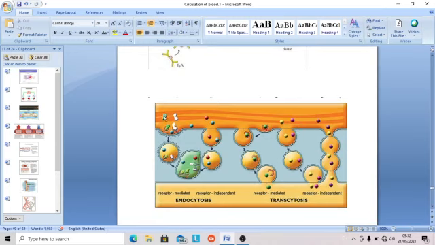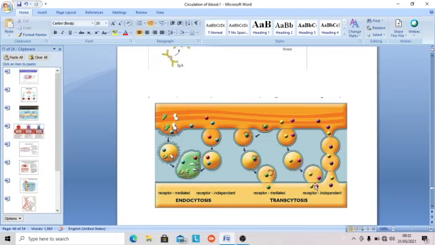What is endocytosis? The vesicle is formed and it remains in the cell only and may be thrown out after the process, like phagocytosis, etc. It is killed here, then thrown out. In the same way, it does not pass to the other side of the cell. This is endocytosis. Transcytosis means a vesicle is formed.